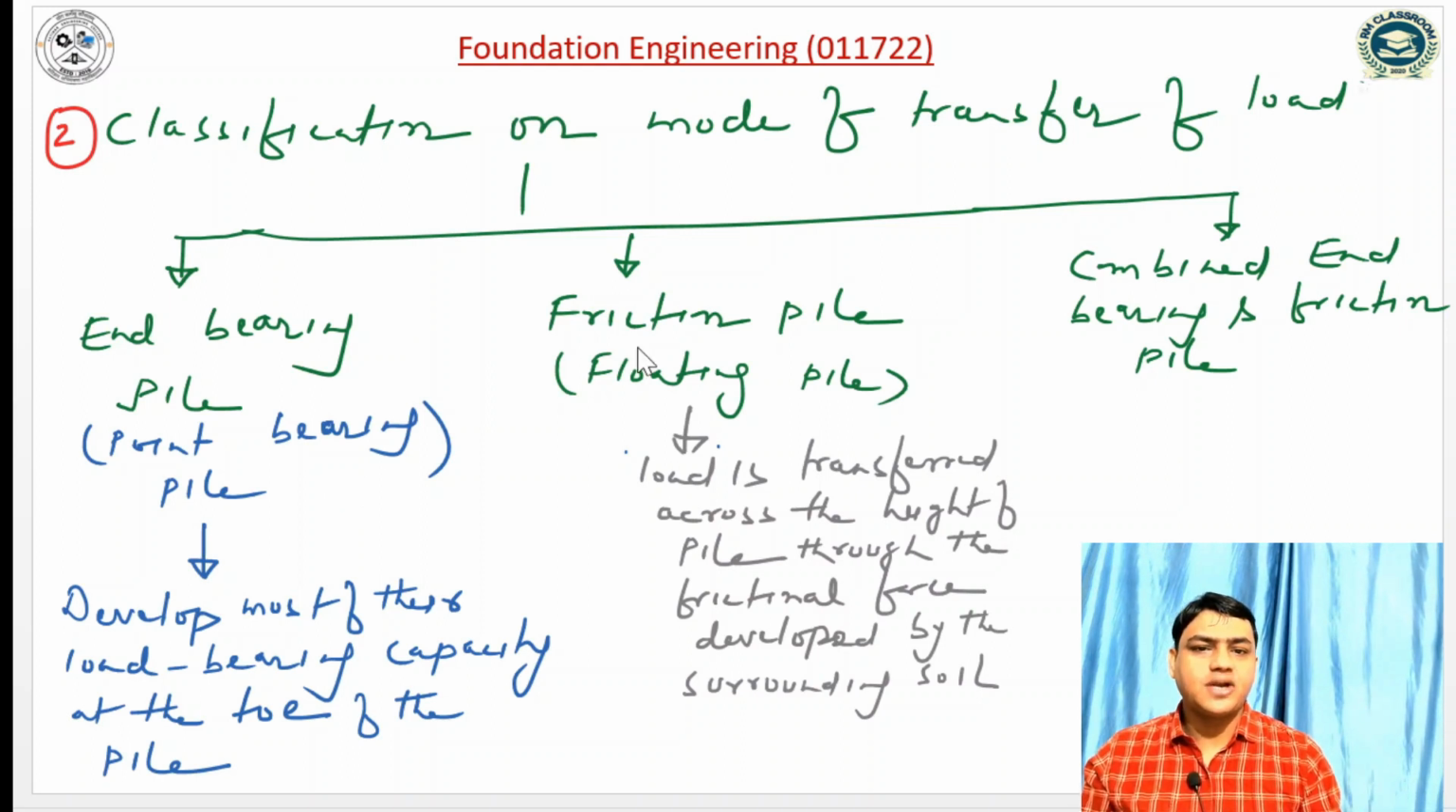And friction pile is also called floating pile. The load is transferred across the height of the pile through the frictional force developed by the surrounding soil. In frictional pile, frictional resistance is much greater than the point or tip resistance. Similarly, in the combination of end bearing and friction pile, we take both frictional resistance as well as point resistance or end bearing resistance to compute the ultimate load carrying capacity of the pile.